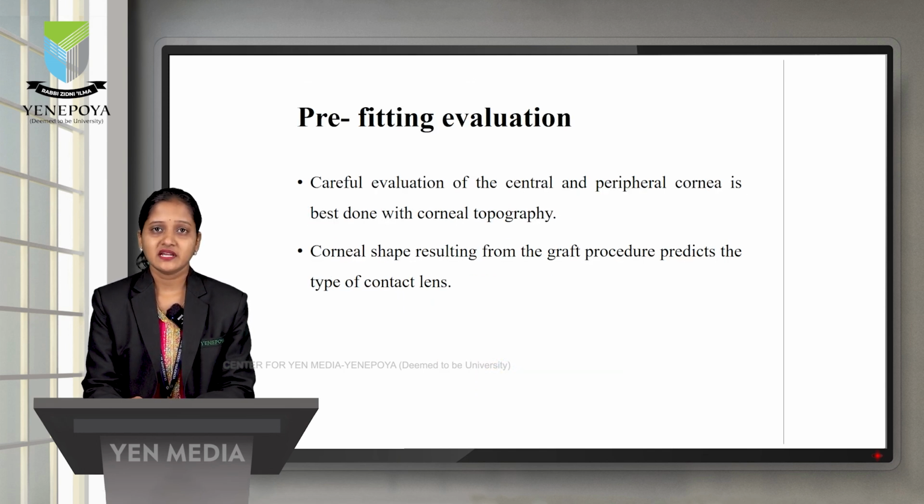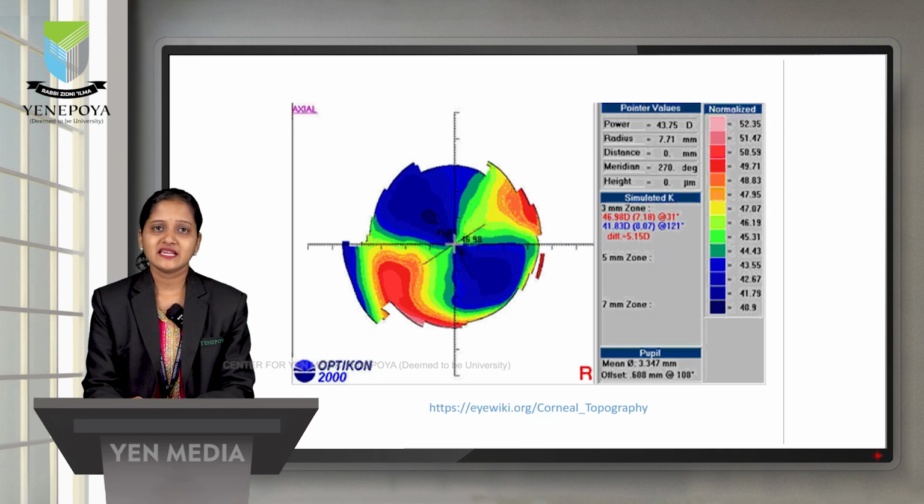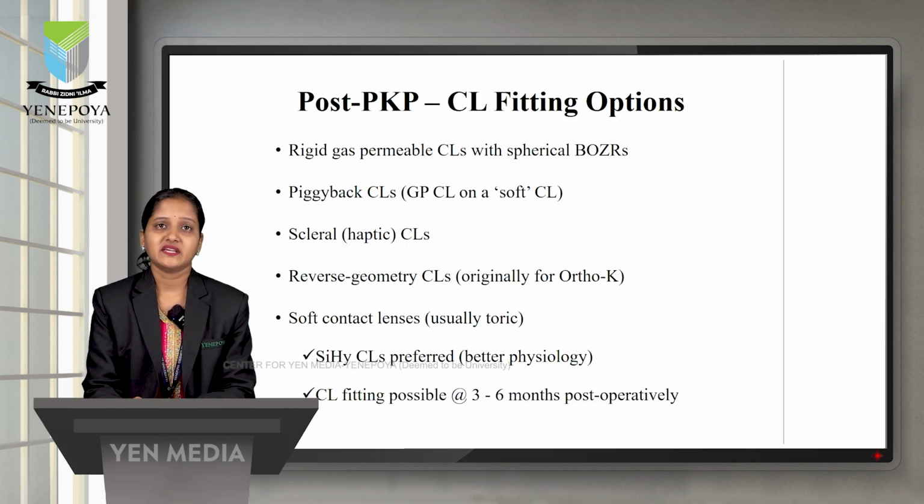Pre-fitting evaluation involves evaluation of the central and peripheral cornea, which is best done with corneal topography. As we can see in the image here, we have a corneal topography image with cool colors and warm colors, and here we have the K values, mainly showing the steepness and flatness of the cornea in the 3 mm, 5 mm and 7 mm zones of the cornea. Post PKP, the contact lens fitting options are rigid gas permeable contact lenses with spherical back optic zone diameters.